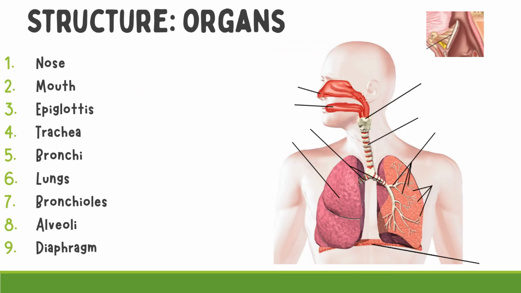All right, let's learn the structure of the respiratory system. So which organs make up the system and how are they connected together and what do they look like? So initially, we have the nose and mouth. Obviously, that's where air enters our body, and that's the first step in the process. So this is where air enters and leaves the body.